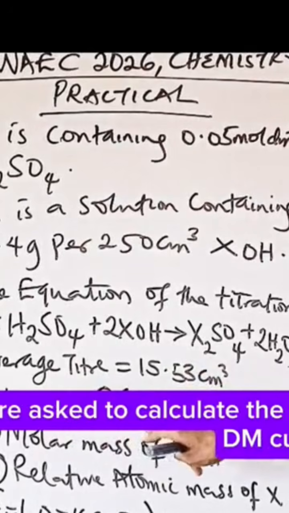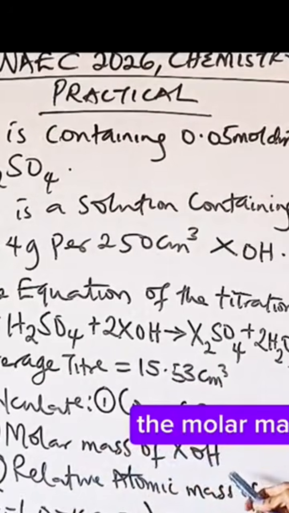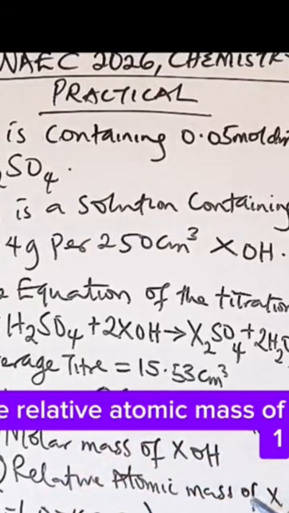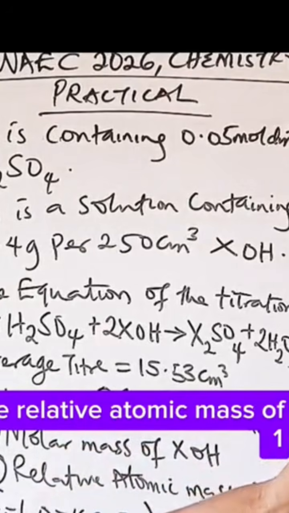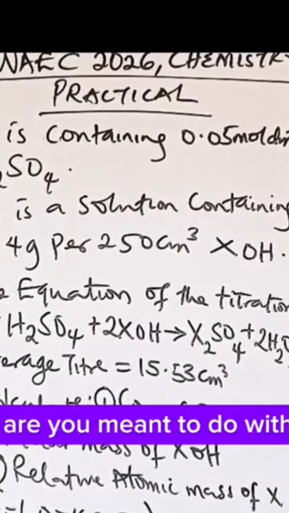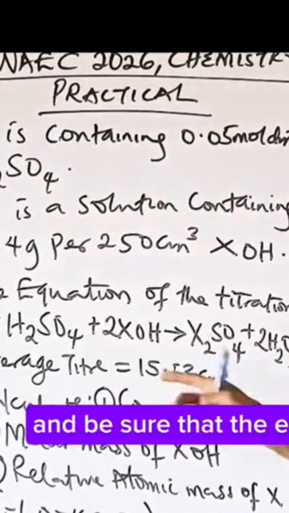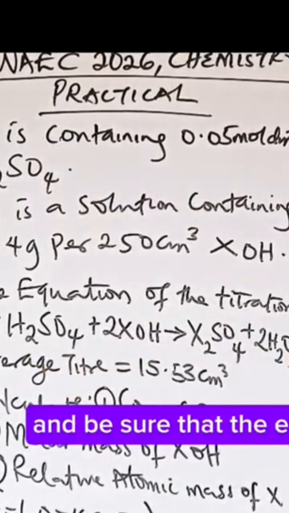Now you were asked to calculate the concentration of B in mole per dm cube, the molar mass of XOH, then the relative atomic mass of X. And you were given H to be 1, O to be 16, molar mass of S to be 32. What are you meant to do with the information on the box? The first thing you have to do is to inspect the equation and be sure that the equation is balanced.